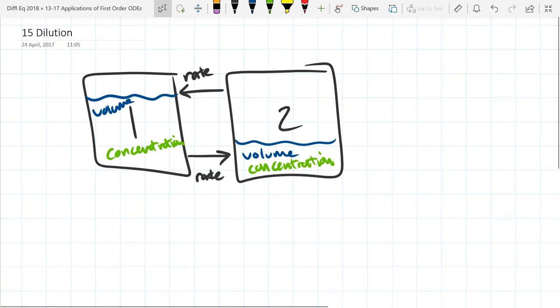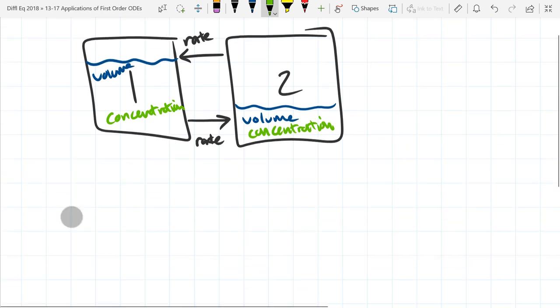So those are the basics, and of course I wrote volume twice, they won't have the same volume. I wrote rate twice, they won't necessarily be the same rate, and the concentrations generally won't be the same. So even though I wrote the same word, there'll be a different rate, different volume, different concentration. So this is basically every problem in this section. It's going to work like this. So let's start giving some names here.